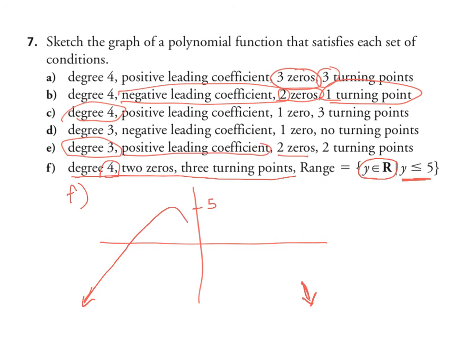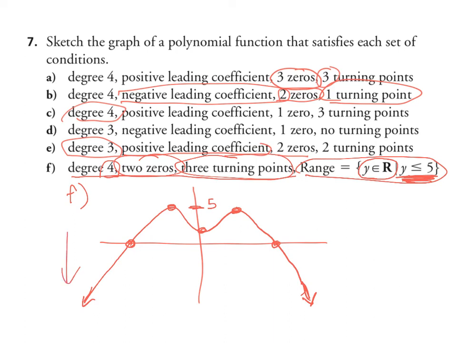1, 2, 4, like that. So we got 2 zeros. We got 1, 2, 3 turning points. The range is anything less than or equal to 5. So I got up to 5, but didn't go past. And all the way down to negative infinity, so that's good. And it's degree 4. We got 1, 2, 3, 4. Yeah, we're all good.